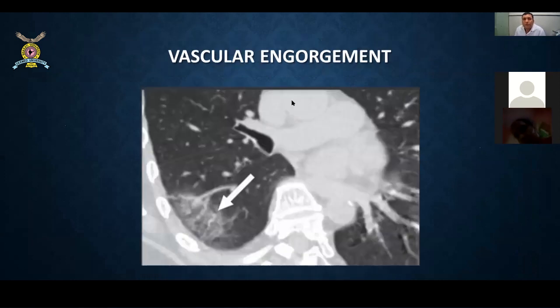Then vascular engorgement is one of the important signs in COVID-19. What is vascular engorgement? Within the opacity, the vessel is distended. The cause of this enlarged vessel could be either due to the effect of the cytokines or due to thrombosis of the subsegmental vessel.